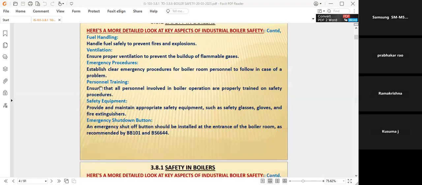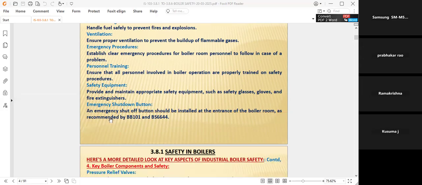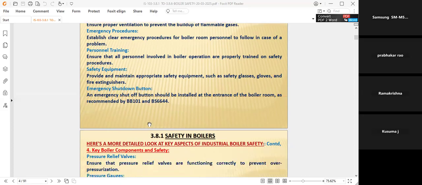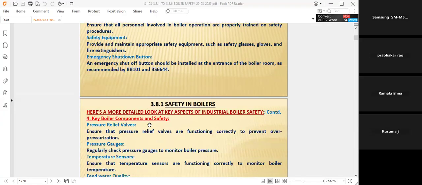The second one is personnel training. The safety equipment, the emergency shutdown button, is very important. This is the immediate button. The recommended standards are BS 6644 as well as the British Standard, which are also important. If you verify these two, you will get the details about the emergency shutdown buttons also. We'll discuss them in the coming slides when the time comes.